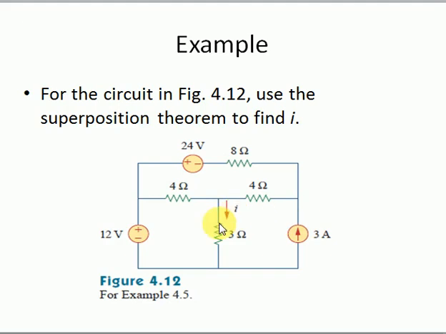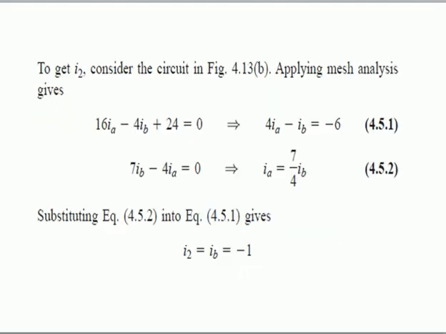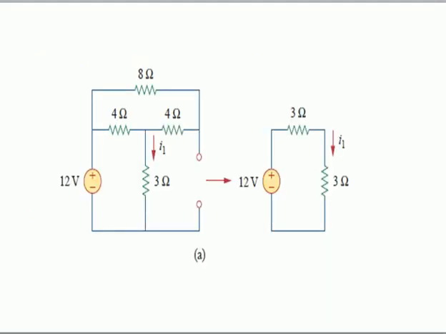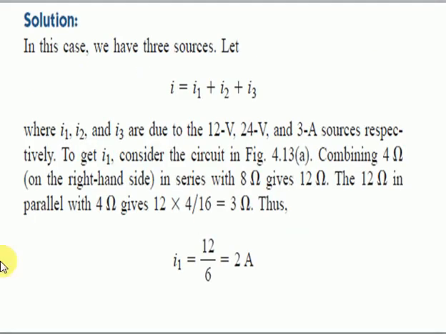Let's suppose we are solving this for the 12 volt source, finding the value of I, and let's suppose that is I1. Here you see that I is equal to I1, that is for the first source, then I2 that we will find by using the second source, and I3 that we will find by using the third source.